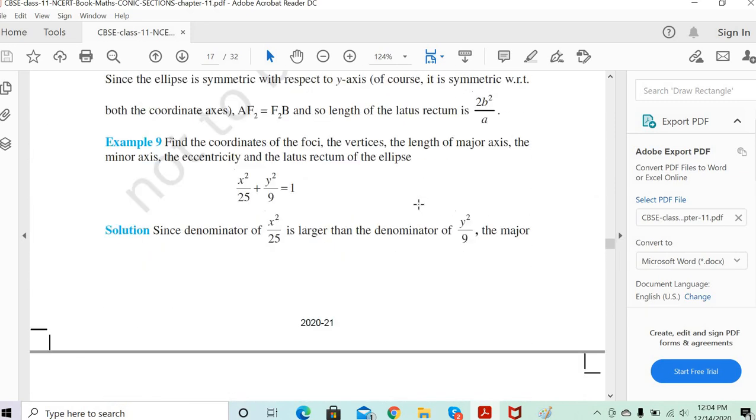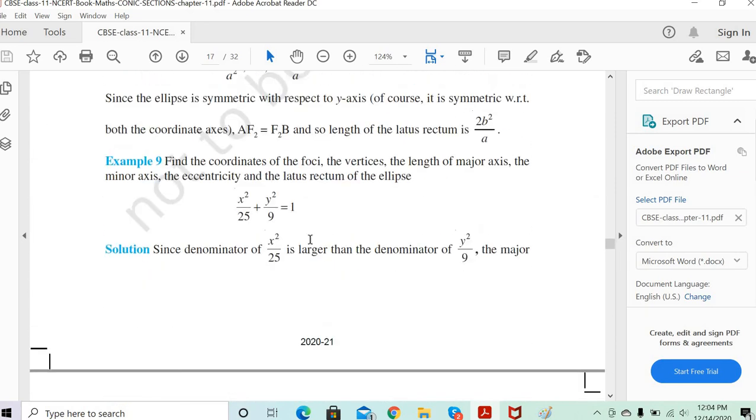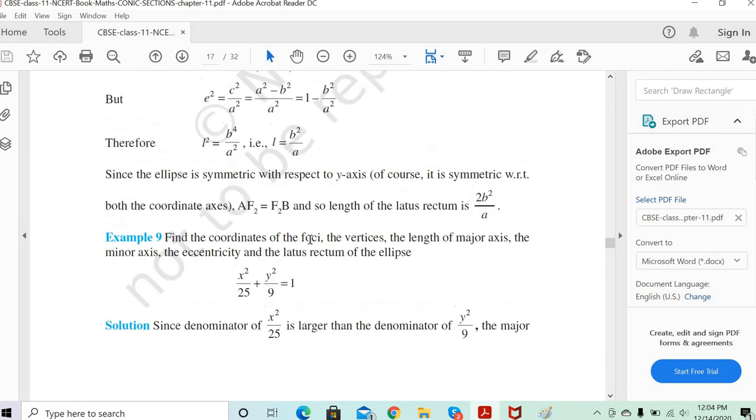Okay, let's go to the example 9. Let's understand example 9 now. I'll just attempt it, sir. Yeah, let's try the example 9 now and then we'll try to understand.